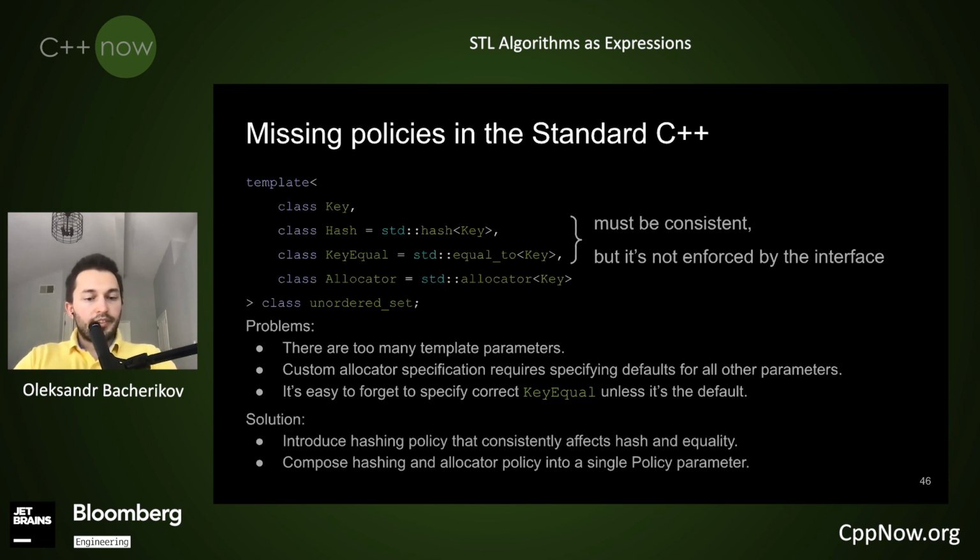And I see a solution to this as introducing a hashing policy that consistently affects hash and equality. This way, the implementer of the hash needs to implement such a policy only once, and it can be passed to unordered set by its users as a single object. And even more, we can compose this hashing policy with the allocator. So we'll have just 2 template parameters in an unordered set.